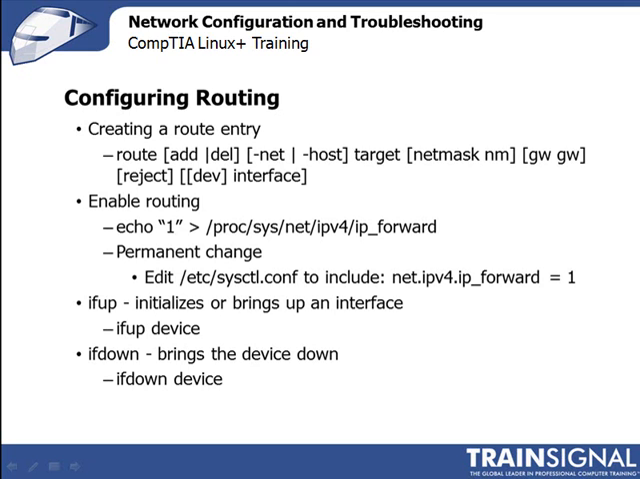Reject installs a route which should block traffic for the indicated network. Dev is used to specify the interface or the network card. Now, when using this command, you should be very careful, as inputting an incorrect route could bring your network traffic to a standstill. Let's head back to the terminal and take a quick look at the route command.